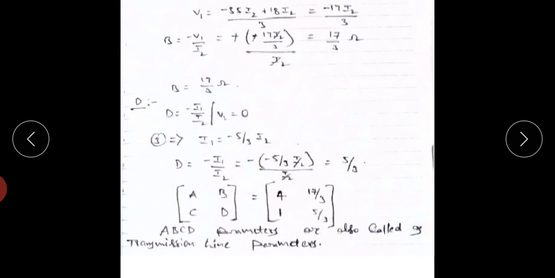So finally, the ABCD parameter matrix: ABCD equals 4, 17 by 3, 1, 5 by 3. A and D parameters have no units. B parameter units are ohms, C parameter units are mhos. The ABCD parameters are also called transmission line parameters. Generally, the ABCD parameters are used to find the transmission line constants. So that's why the ABCD parameters are also called transmission line parameters.